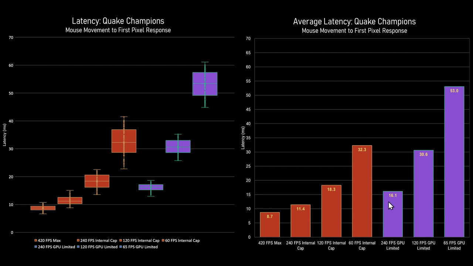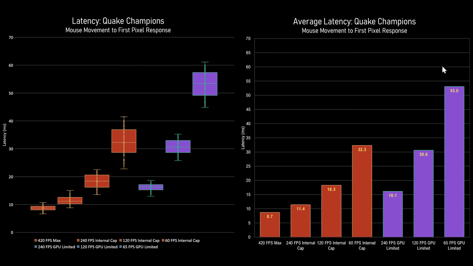At super high frame rates, having a much nicer, sharper image only cost about 4.7 milliseconds of latency. But at 120 FPS, the GPU limited situation jumps to 30.6 milliseconds of lag, and it's even worse at 65 FPS, which has 53 milliseconds of lag before we see the first mouse movement appear on screen.